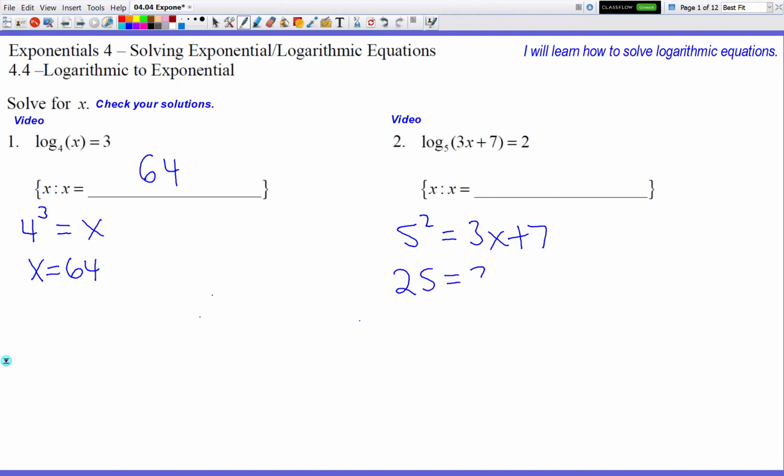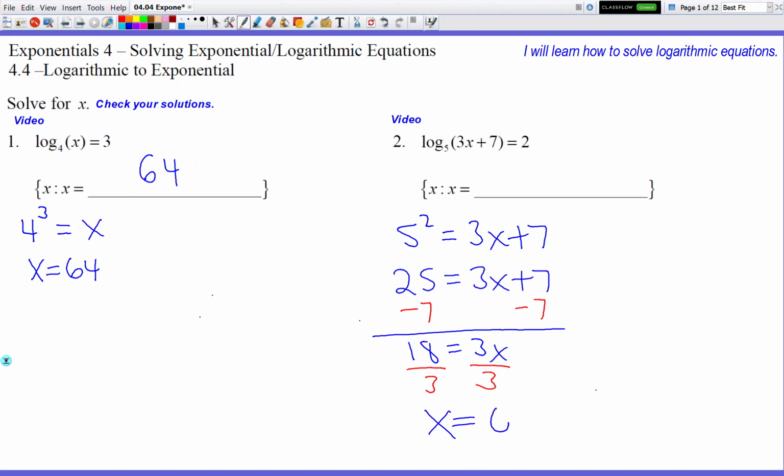equals 3x plus 7. Okay, then we're going to subtract 7 on both sides to start getting the x by itself. So subtract 7 both sides, and we get 18 on the left side, and we get 3x on the right side. So one last thing to do, divide by 3 on both sides, and we get x equals 6.